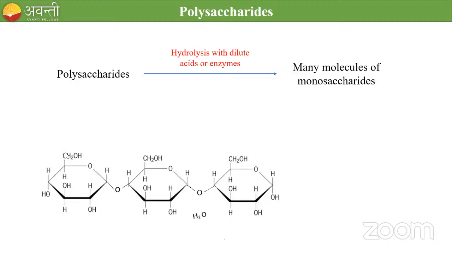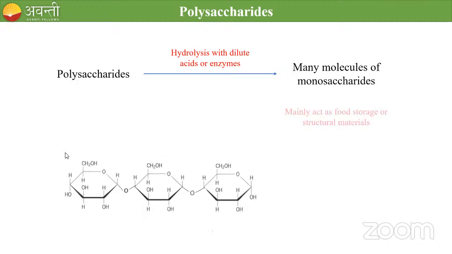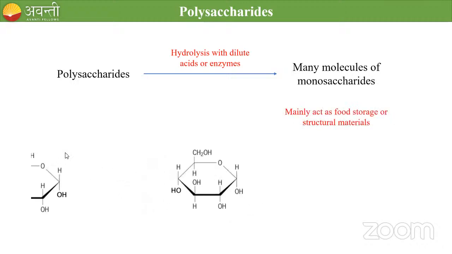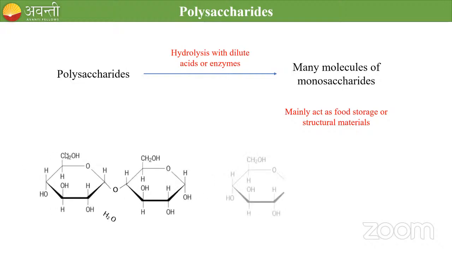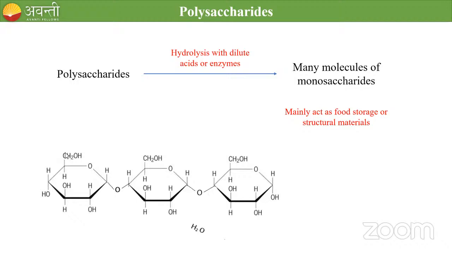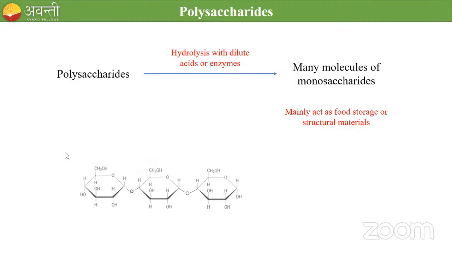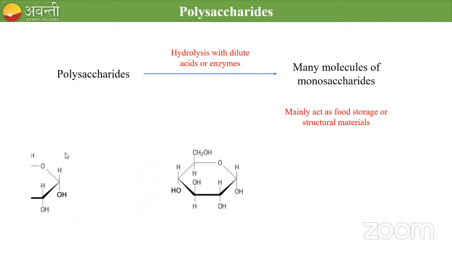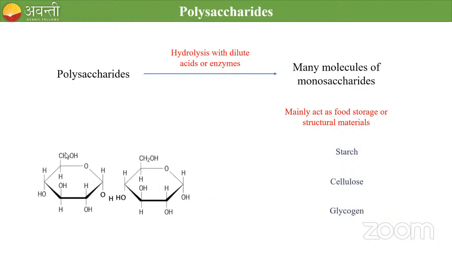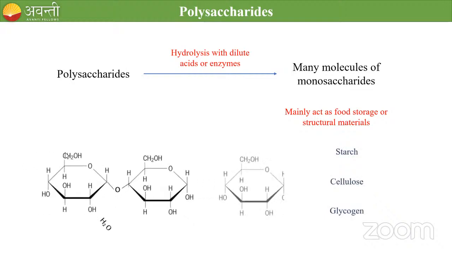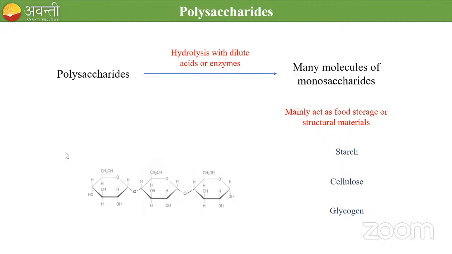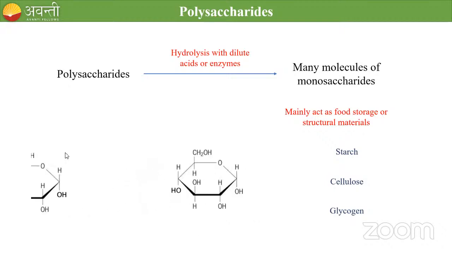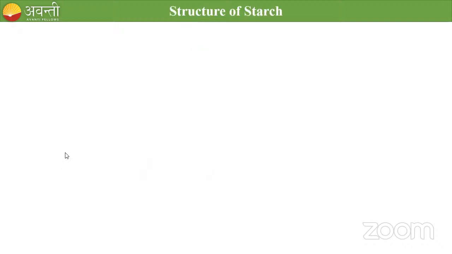Got it? Polysaccharides mainly act as food storage or structural materials. The examples for polysaccharides are starch, cellulose, and glycogen. All right. So let us discuss one by one. Let us study the structure of each and every polysaccharide. First, let me go for the structure of starch.